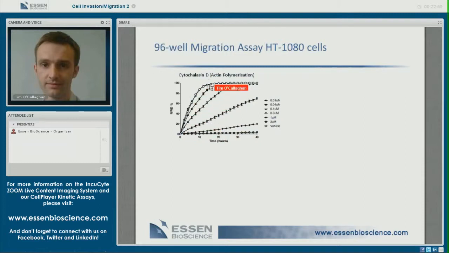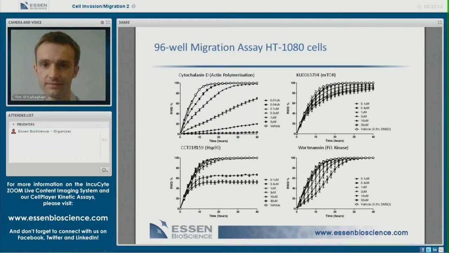Vehicle control rate of migration is shown with the white open symbols, and as we increase the concentration of cytochalasin D, we see a decrease in the rate of migration. And for cytochalasin D, which is an actin polymerization inhibitor, we can see that this inhibitory effect is largely time independent.